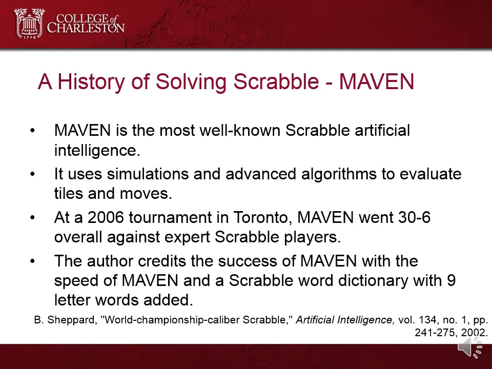Maven is also a very effective AI. At a 2006 tournament in Toronto, Maven went 30-6 overall against expert Scrabble players.